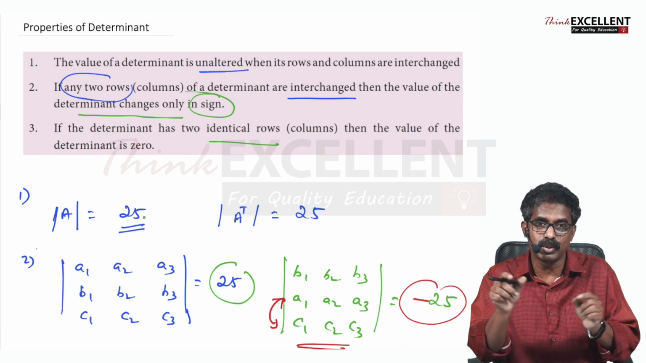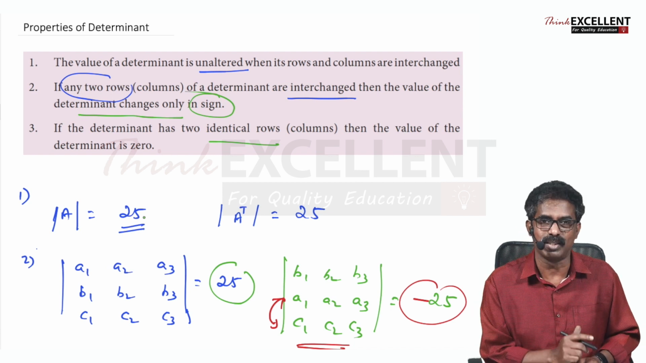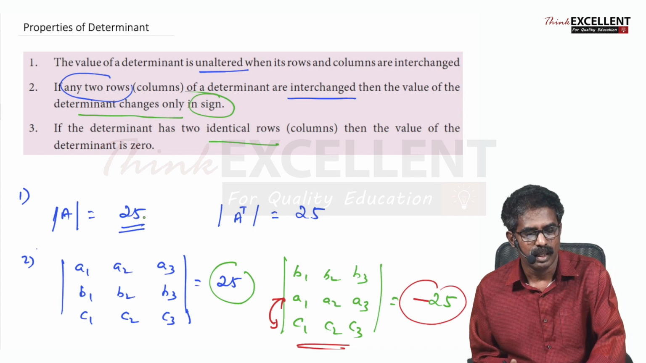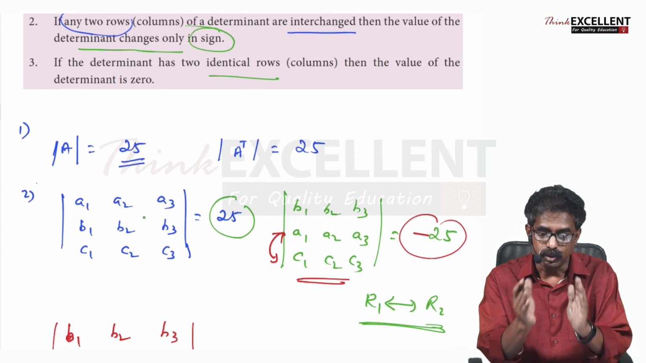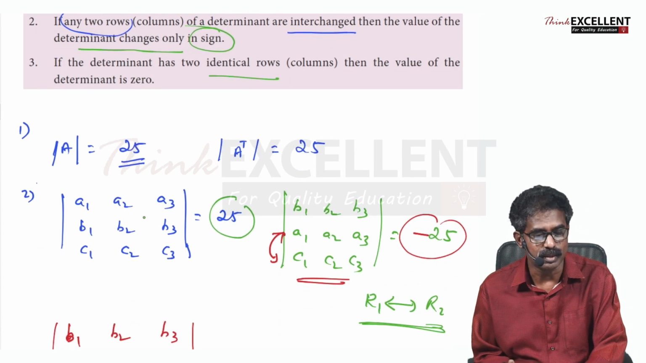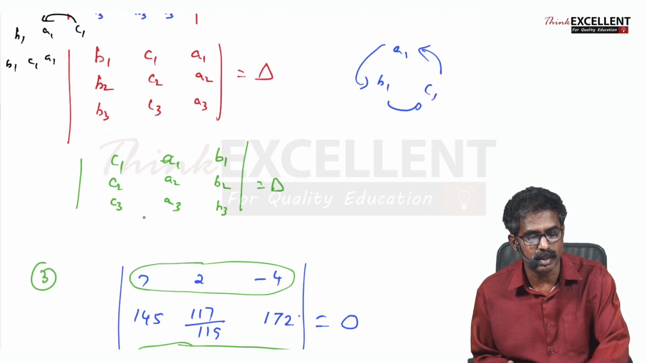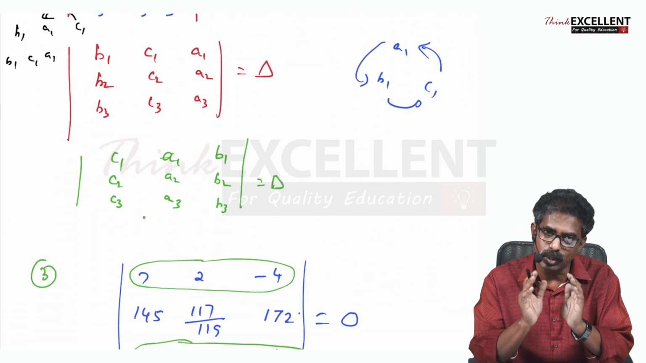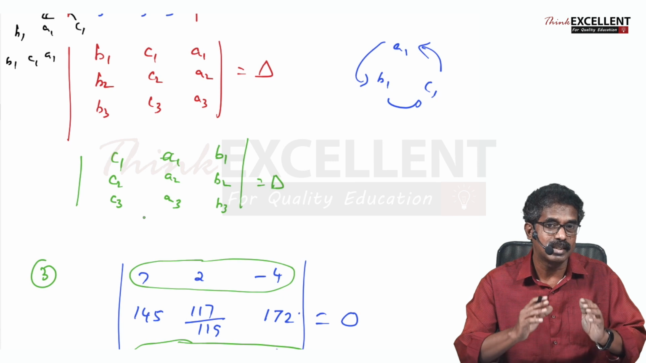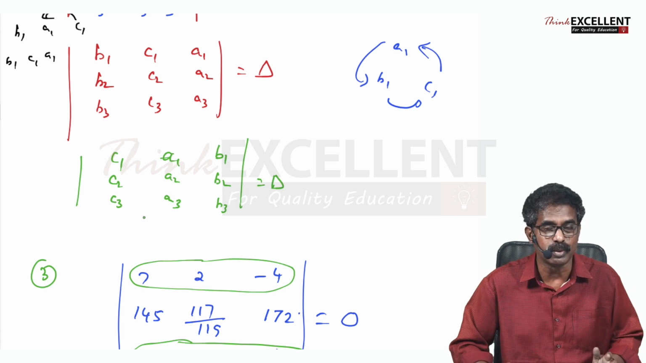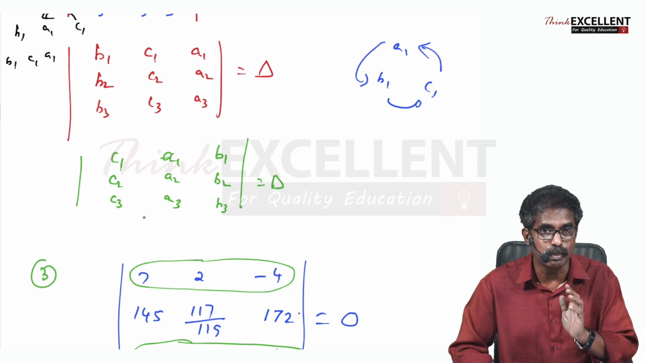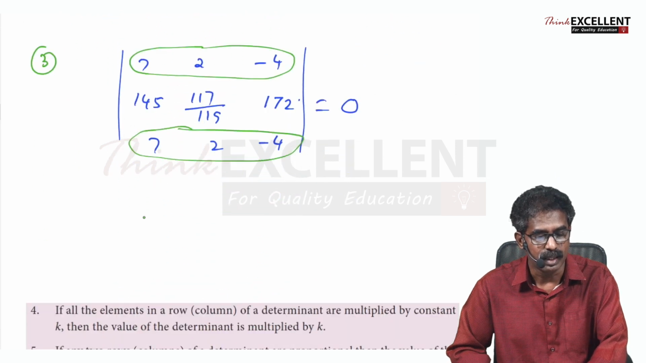If you see somewhere two rows are identical, immediately you should say the answer is 0. And how to change the sign, how to cyclically rotate, all these things are important. So, 3 properties. Let me explain a few more properties. Today I'm going to teach only the properties, and next class, based on these properties, we are going to do a lot of sums. So I want you to practice it and come. Okay, let us see the next one.